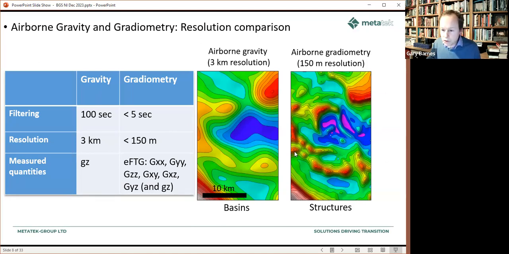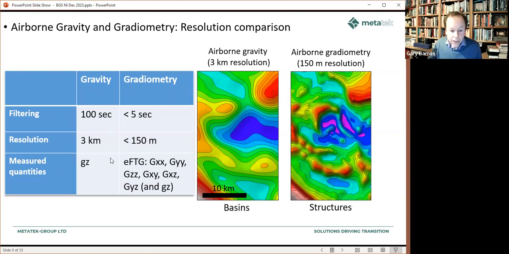Now, if you compare that to the airborne gradiometry situation, that picks up the sedimentary basin, of course, but it also picks up structures within the basin. So now you're getting a much higher resolution data set. And this is quite important for targeting exploration programs and combining the data with other data sets, for example, seismic data, and producing a full interpretation of the subsurface.